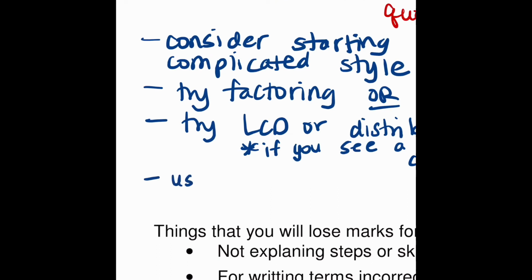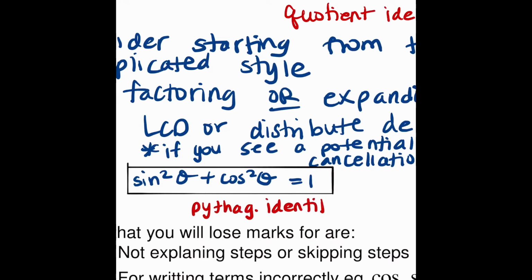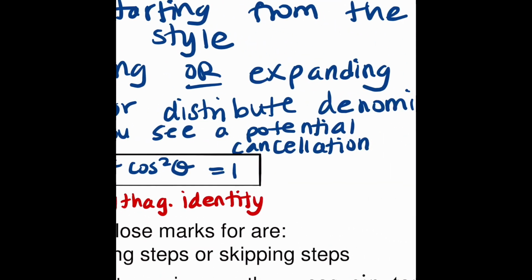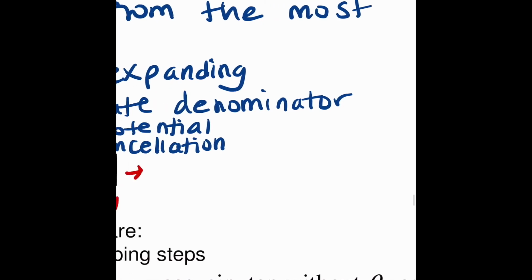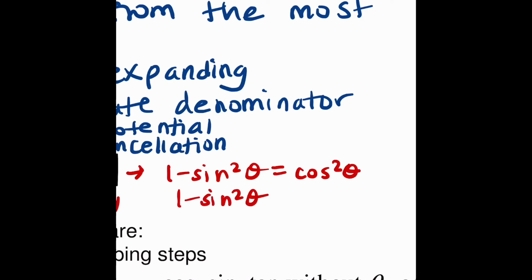Next, we have, use sine squared theta plus cos squared theta is equal to 1. This is the Pythagorean identity, and you could rearrange it in different ways. So you could get the cos squared theta by itself by moving it to the other side, or you could get the sine squared theta by itself.